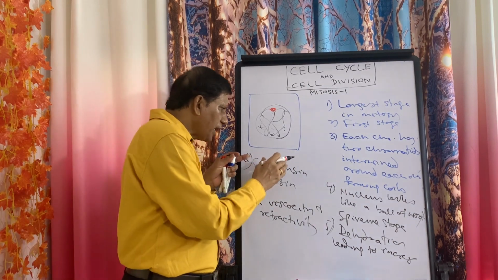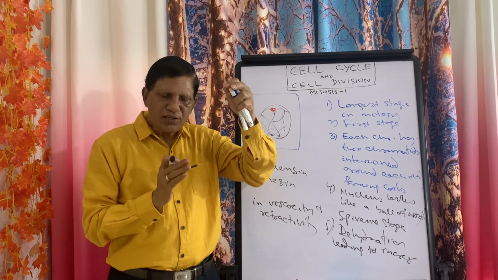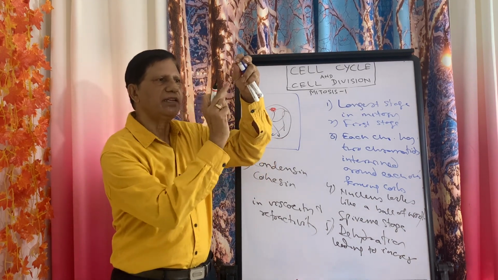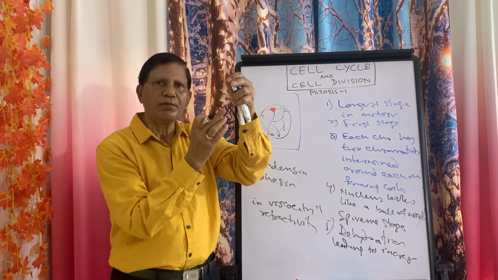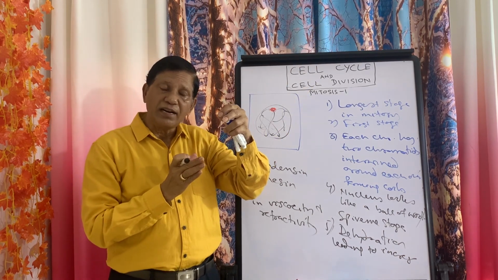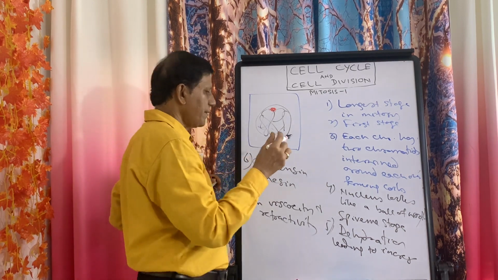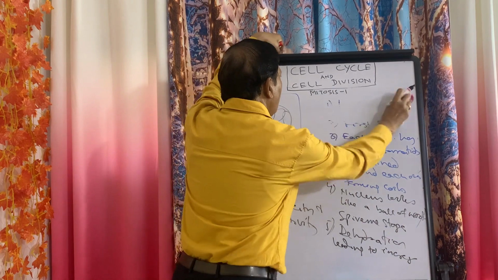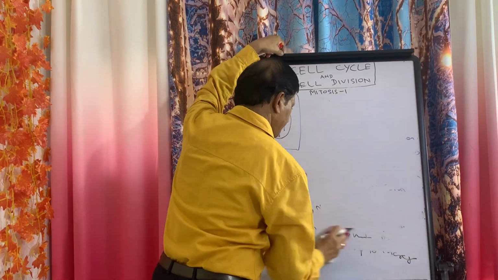Now due to this condensin protein, the entire chromosome will condense and there will be spiralization like this. So when there is condensation and spiralization, what will happen? The length of the chromosome will decrease. And to what extent will it decrease? It will decrease to 4% of the entire chromosome size.